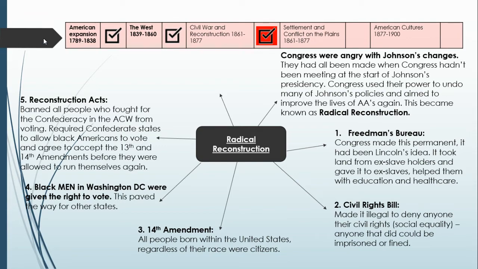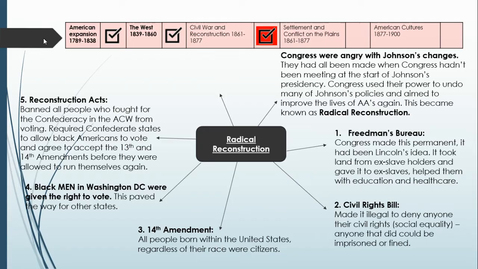We then have something called the Reconstruction Acts. This banned all people who fought for the Confederacy in the American Civil War from voting. So this is a really serious punishment. Remember, Johnson had wanted to allow the states simply back into the Union, and had only wanted to punish the top generals who had fought for the Confederacy. The Republicans in Congress do not support this. So they say that you are not allowed to vote, which is a harsh punishment to many who had fought for the Confederacy. It also required Confederate states to allow black Americans to vote and agree to accept the 13th and 14th Amendments.